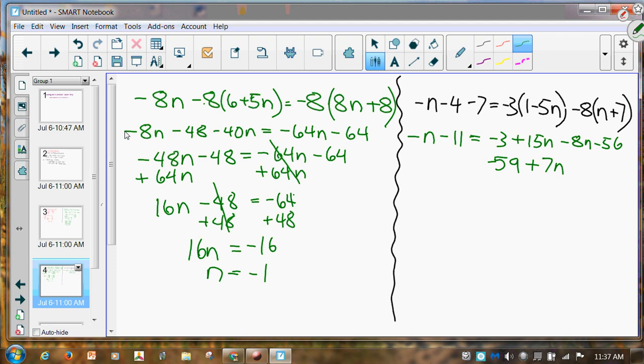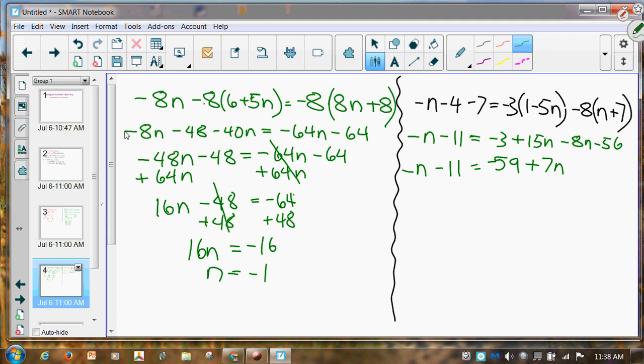All right. Now what we can do is we'll go ahead and write in our minus n here and our minus 11 here. All right. Now on this one, just to be different, show you that it works both ways, I'm going to go ahead and collect the numbers on the left and the variable on the right.